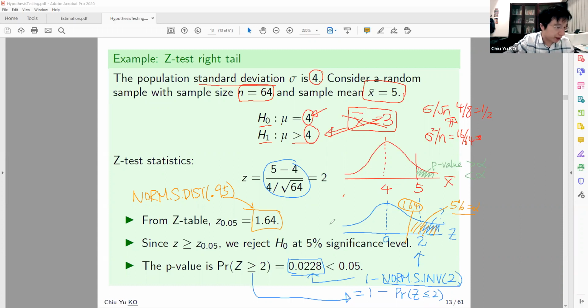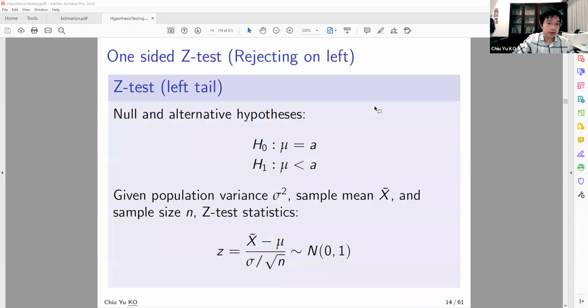This procedure will repeat and repeat, so you will be able to understand. But that's the main idea of hypothesis testing. Is that okay? Don't worry, we are going to repeat once more for the other case, so that you will be able to see how it works again.